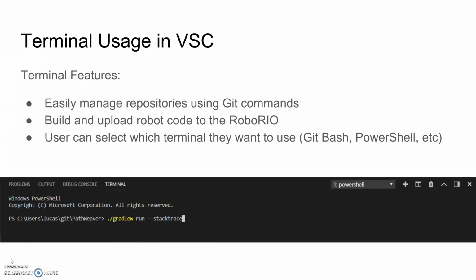In this slide, we're going to be going over the terminal usage in VS Code, and it is a very important feature as you can easily manage repositories with the help of Git commands. And the user can also choose which terminal they want to use as a default. For example, either PowerShell or Git Bash, which we used for our test.